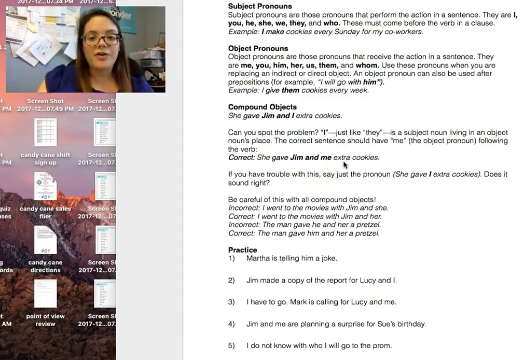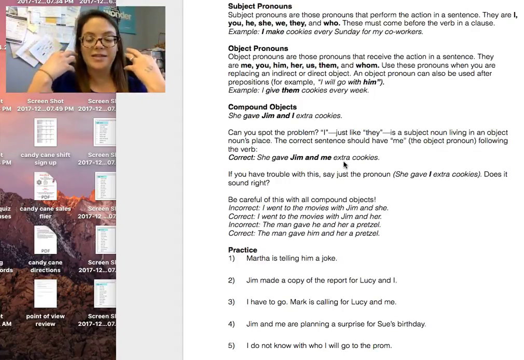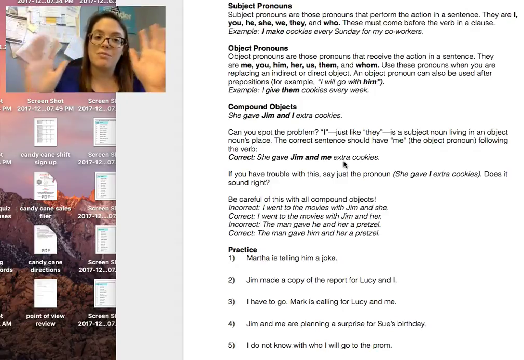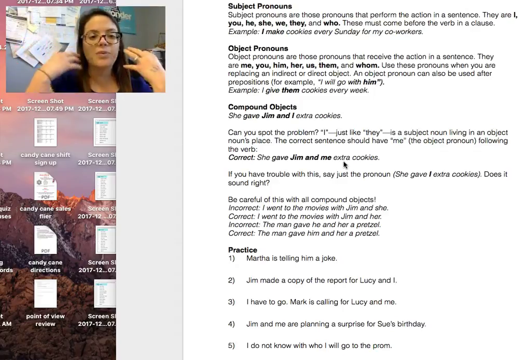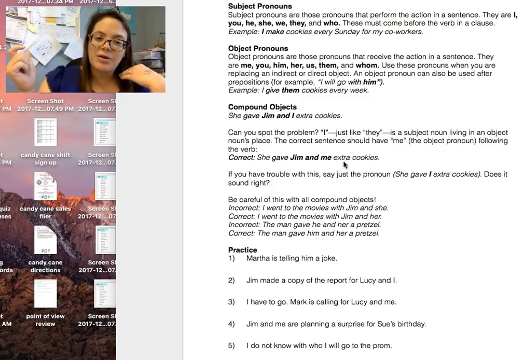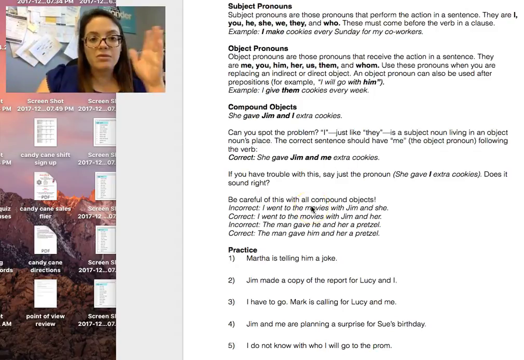Now my trick if you have trouble with this is to take out the other part of it and say just the pronoun to check it in your head. So for example, saying she gave I extra cookies, you should right away be like, okay, that sounds weird. I need to say she gave me extra cookies. So just take away the other part of the compound object and see if your pronoun sounds right in the sentence.